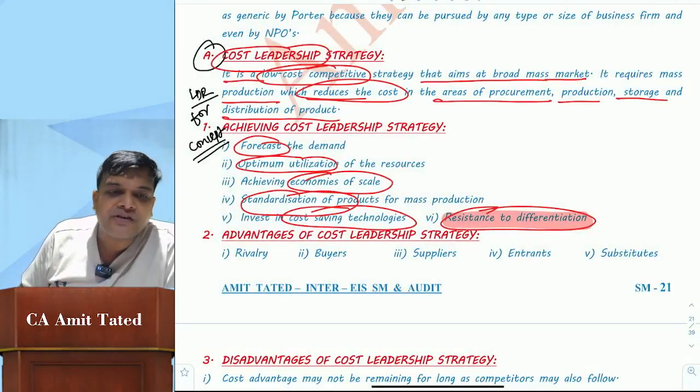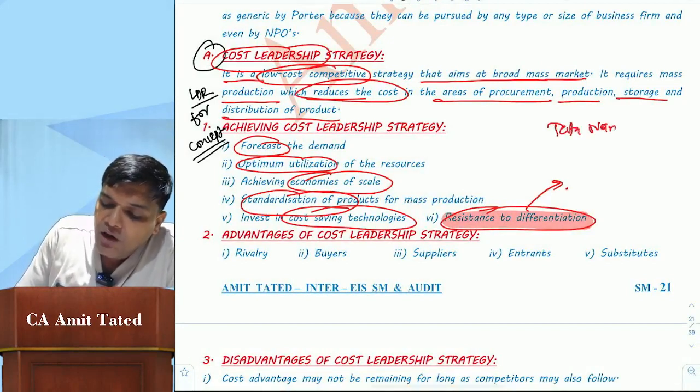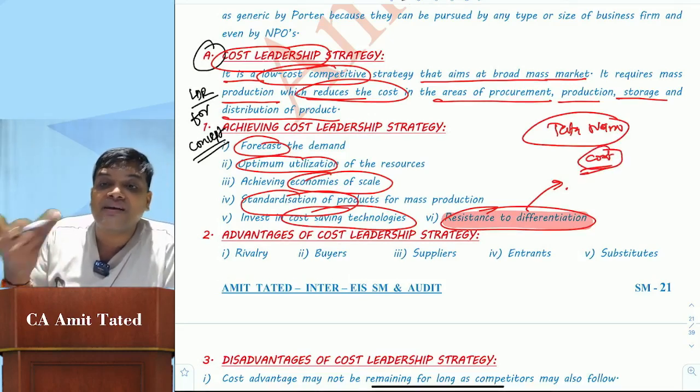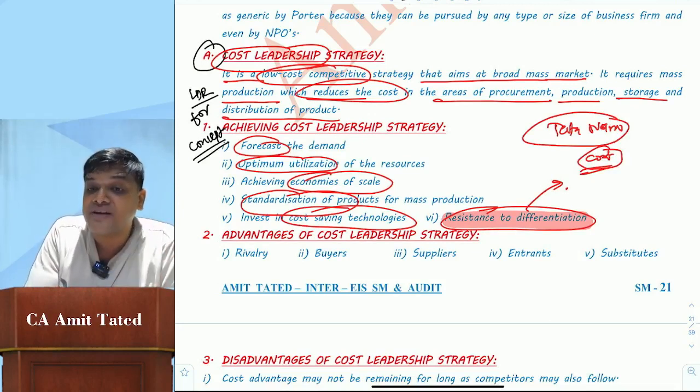Resist differentiation. Let me give you a clear idea. If you are a cost leader, for example Tata Nano, Tata Nano is a cost leader. Now help me out with how Tata Nano has reduced the cost of its car. By optimizing the scale, whatever they have invested, standardization in products, cost saving technologies and other things.